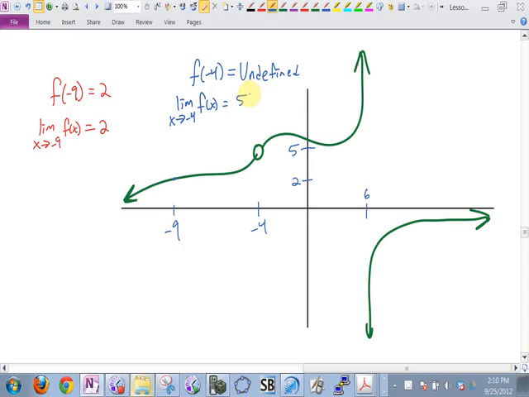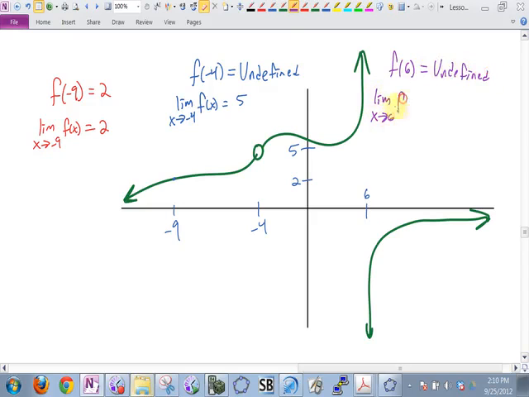Because what happens at 6? What is f of 6? Also undefined. But what is the limit as x approaches 6? Does not exist. That limit doesn't exist. Because one, this is a two-sided limit. What's happening on each side? They're going in complete opposite directions. You can't possibly have a limit that exists when they're going in opposite directions. But the reality is they're going to infinity and negative infinity. Technically, that's a limit that doesn't exist.